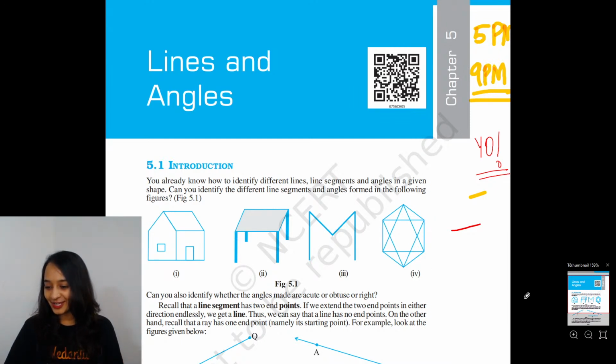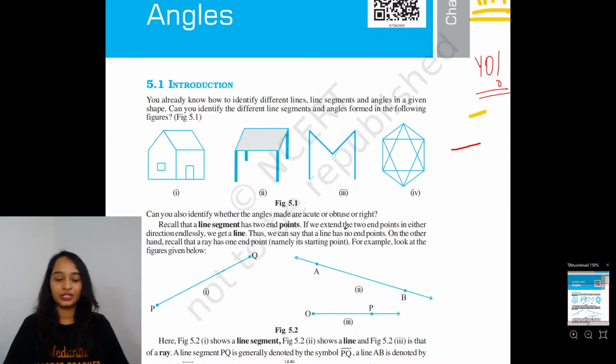Hi, Ribbon. Thank you so much for coming after a really, really long time. So let us get started and see what are the important topics that we have in this particular chapter.